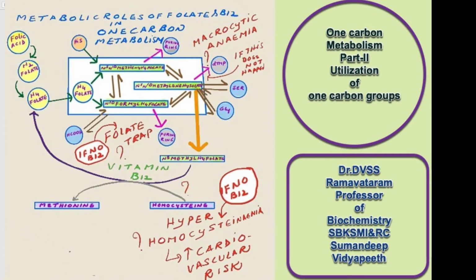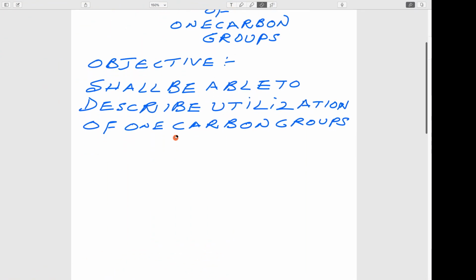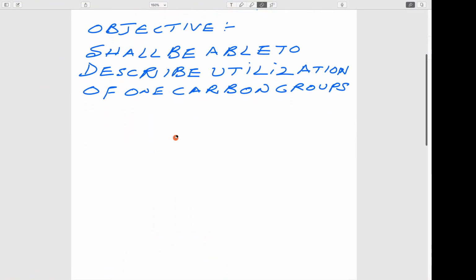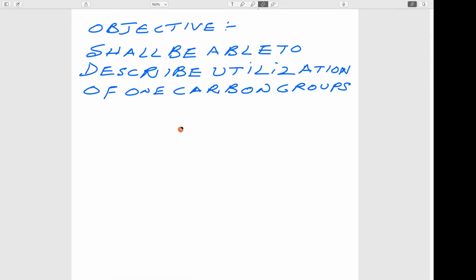In the previous session, we discussed one carbon metabolism pertaining to the definition, how the one carbon groups are generated and interconverted. In this session, we will be discussing the utilization of one carbon groups. The objective of this session is, at the end of the session, the learner shall be able to describe utilization of one carbon groups.